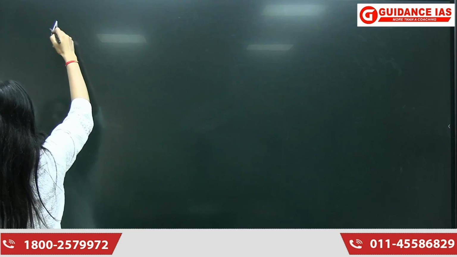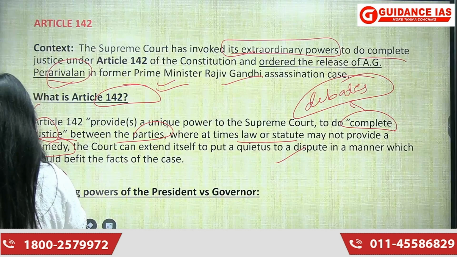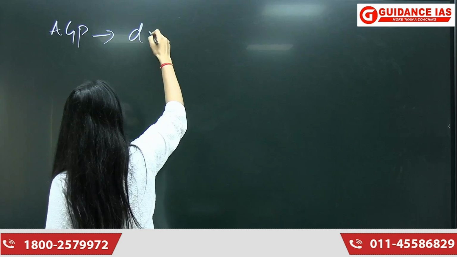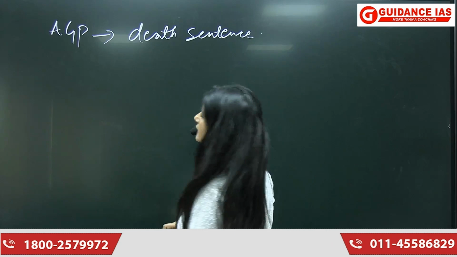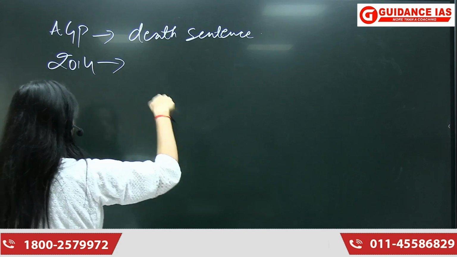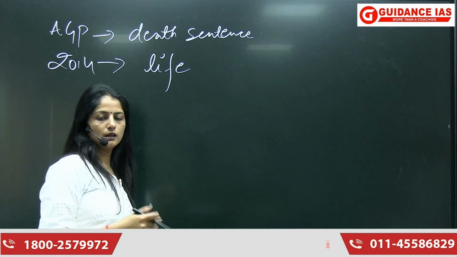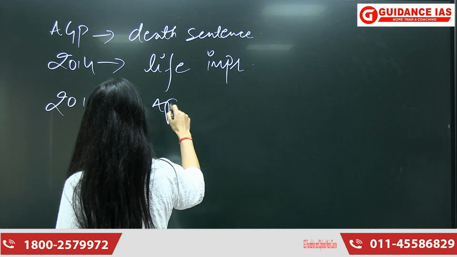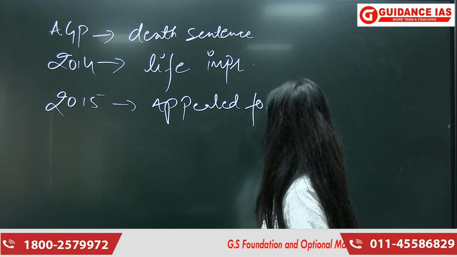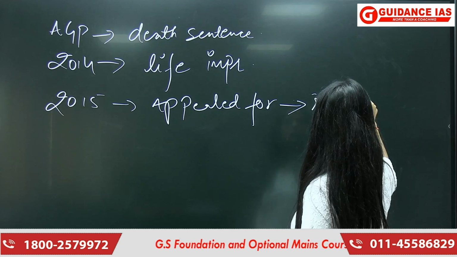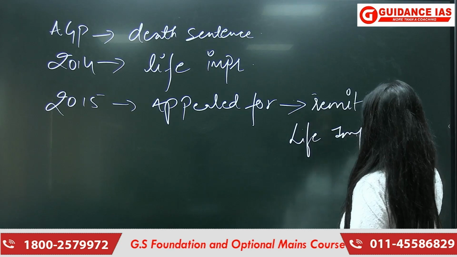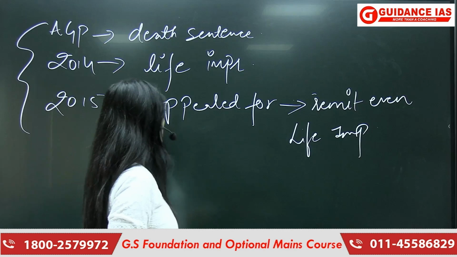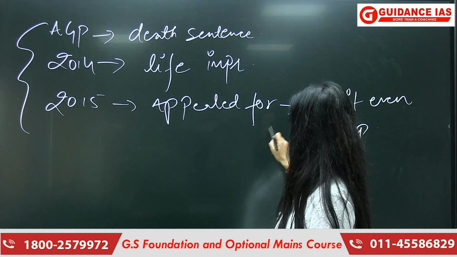So this AG Pirari Vallan, I'll write it as AGP, he was given a death sentence in this case. Okay, in 2014, what happened, his death sentence was converted into life imprisonment and he was remitted for life imprisonment. Right? Then what happened in 2015? He appealed to remit even the life imprisonment. This chronology you can remember to understand the entire case. It'll be easier for you. So the death sentence was given first, after that it was remitted to life imprisonment. Now he appealed to cancel that also, right?